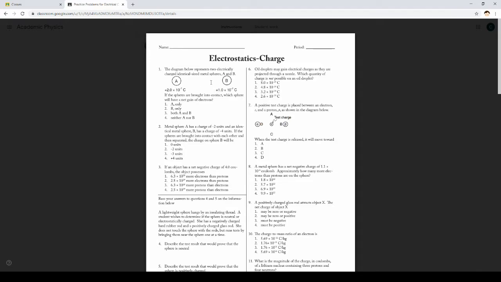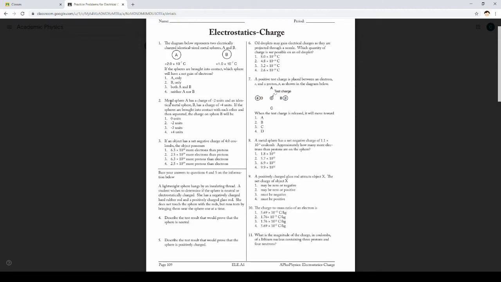So if we bring these two spheres into contact, because they are metal spheres, they are conductors, electrical charge will conduct across them and equalize across the identical spheres. Because we have a net charge of positive 2 times 10 to the negative 7 and positive 1 times 10 to the negative 7, that gives us an overall charge of positive 3 times 10 to the negative 7. Divided in half for each of the objects, this one will go down to 1.5, this one will go up to 1.5. Because it's asking us which one has a gain of negative electrons, it's asking us which one becomes more negative. A goes from positive 2 to positive 1.5. That becomes more negative. So the answer is 1, A only.